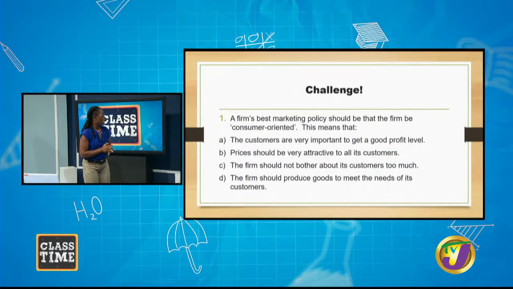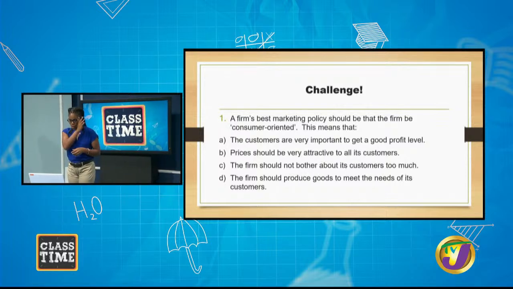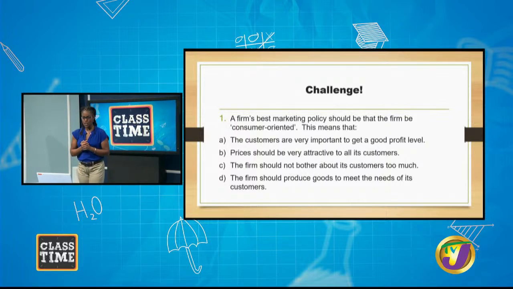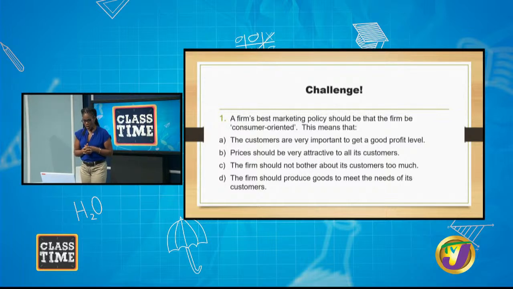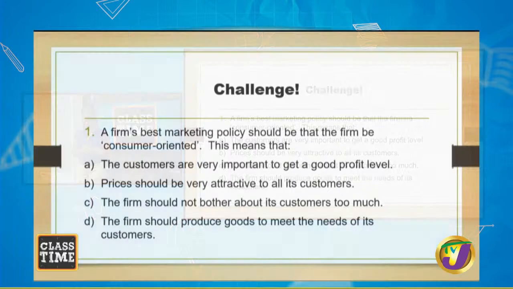So challenge number 1, a firm's best marketing policy should be that the firm be consumer-oriented. This means that A, the customers are very important to get a good profit level. B, prices should be very attractive to all the customers. C, the firm should not bother about its customers too much. And D, the firm should produce goods to meet the needs of its customers. Think about it. And if your answer is D, then you are indeed correct. The firm should produce goods to meet the needs of its customers.